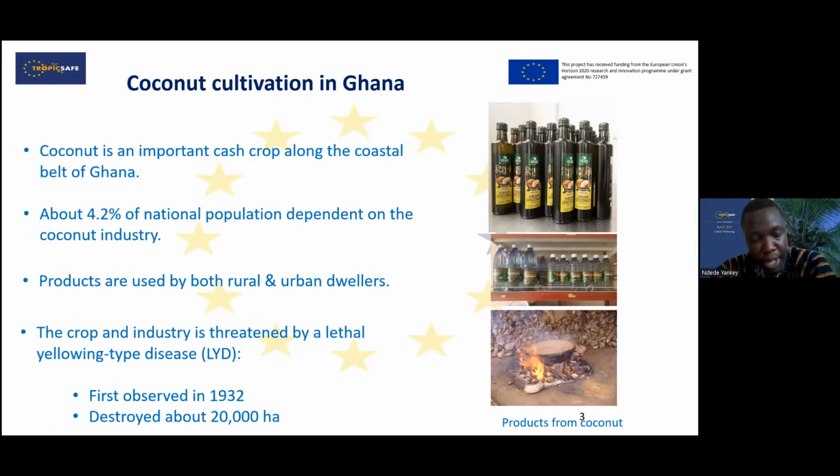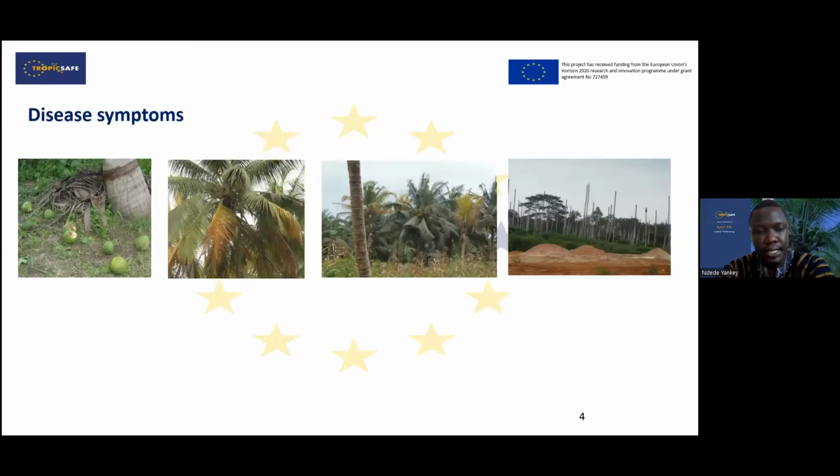The coconut palm and the coconut industry is, however, threatened by lethal yellowing disease. The disease was first observed in 1932 in the eastern part of the country, and so far it has destroyed about 20,000 hectares of plantations. Now, these are the symptoms of the disease. In bearing palms, when the disease starts, there is a premature nut drop. There is progressive yellowing of the fronds, starting from the oldest frond and progressing to the younger ones. And then in the terminal stages of the disease, the crown falls off and we have the characteristic telegraph pole stage of the disease.